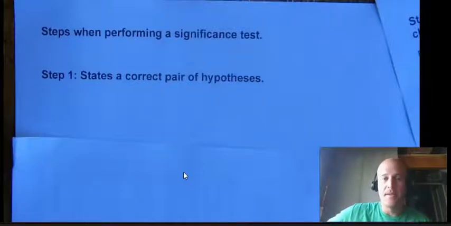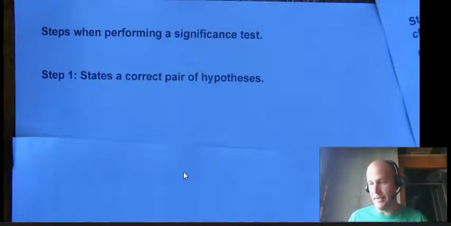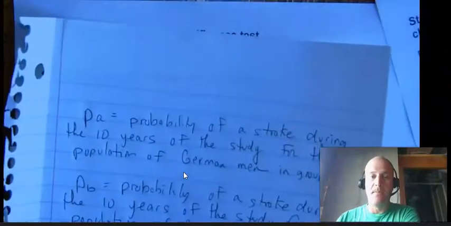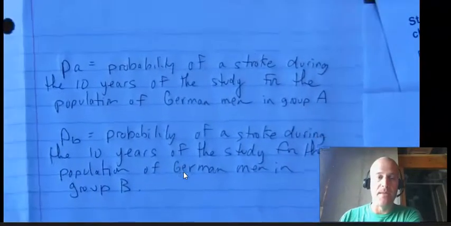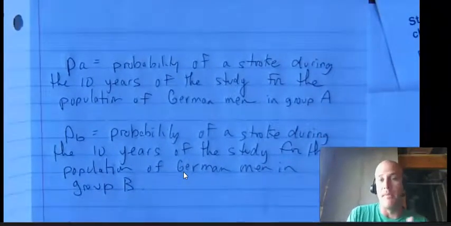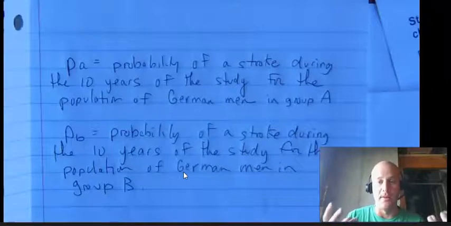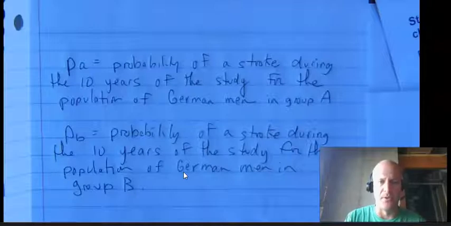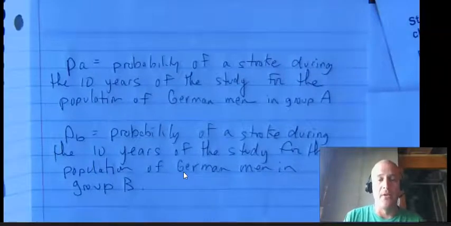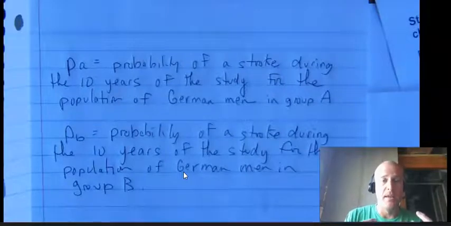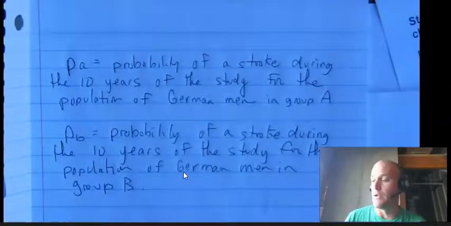Step 1, state a correct pair of hypotheses. Now to do that, you also have to state your parameters. So I'm going to use P sub A and P sub B, where P sub A is the probability of a stroke during the 10 years of the study for the population of German men in Group A, and P sub B is the probability of a stroke during the 10 years of the study for the population of German men in Group B.